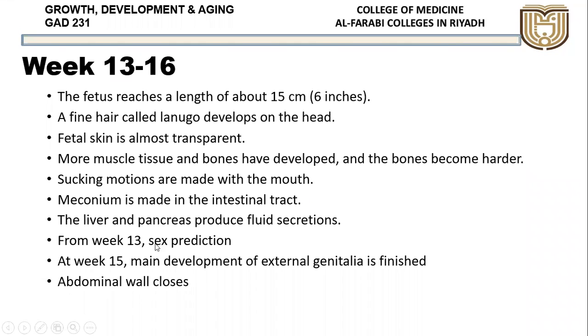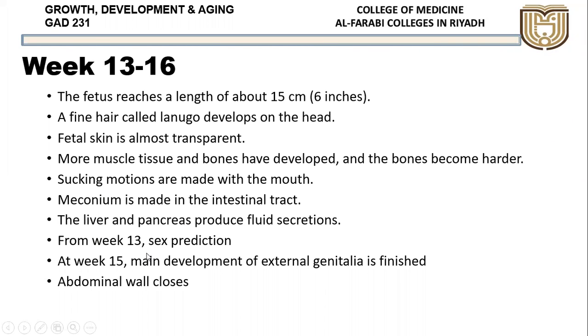So the liver and the pancreas also start producing some fluid secretions, even though they are not very specific secretions from the pancreas and the liver. They are just fluid-like things which are coming out. Okay, they are initial stages of functioning of the liver and pancreas.